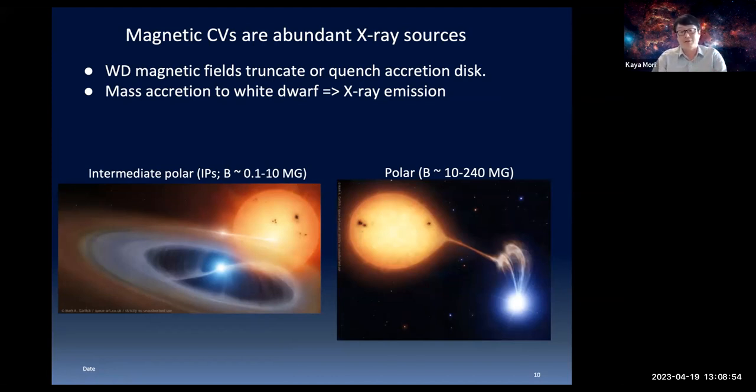So they have a strong magnetic field somewhere between 0.1 and 10 megagauss. Because the magnetic field is strong, it's going to truncate the inner part of the accretion disk. And if the magnetic field is higher, they're called polars. So the magnetic field of the white dwarf is around 10 to 240 megagauss. These magnetic fields have been measured from local polars in the optical and UV spectroscopy data through cyclotron line measurements. So both IPs and polars do emit copious X-rays through the mass accretion going onto the white dwarf.